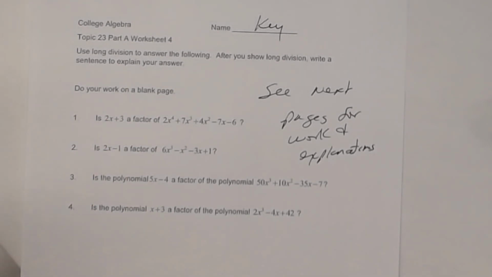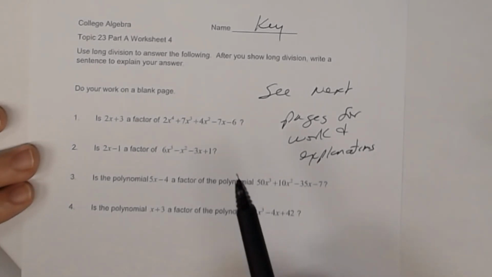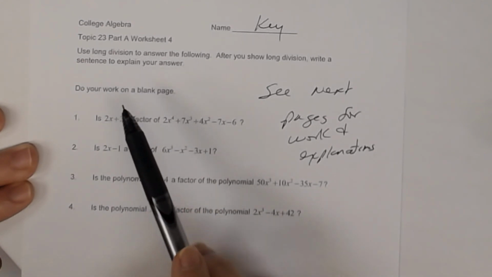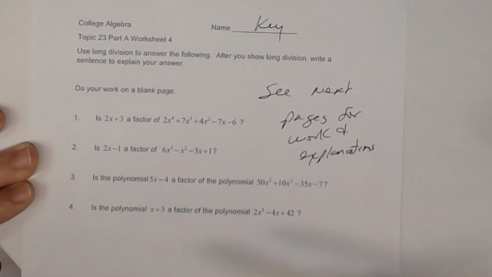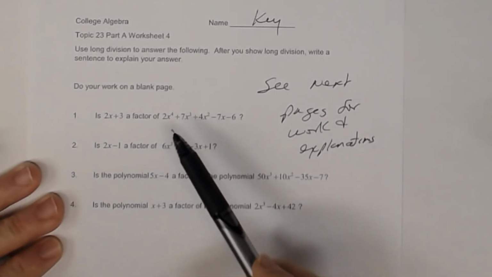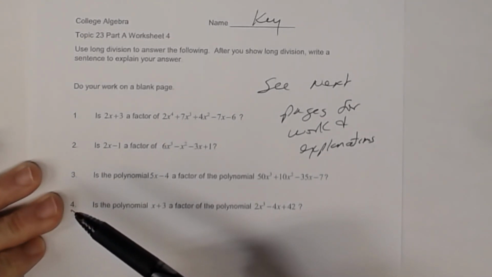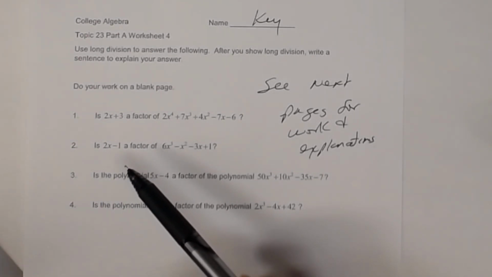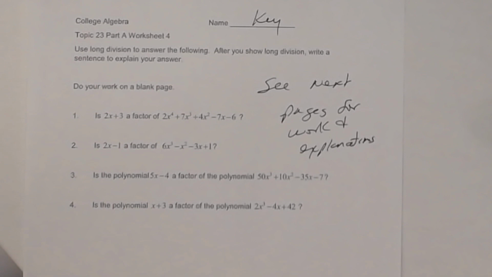This is a key to topic 23, part A, worksheet 4. In each of the problems, first of all, you are asked to use long division. But in particular, you're asked to determine if one polynomial is a factor of another polynomial. In that case, you need to look at the remainder to determine the answer to that question. So let's look at number one, see how to work this out.